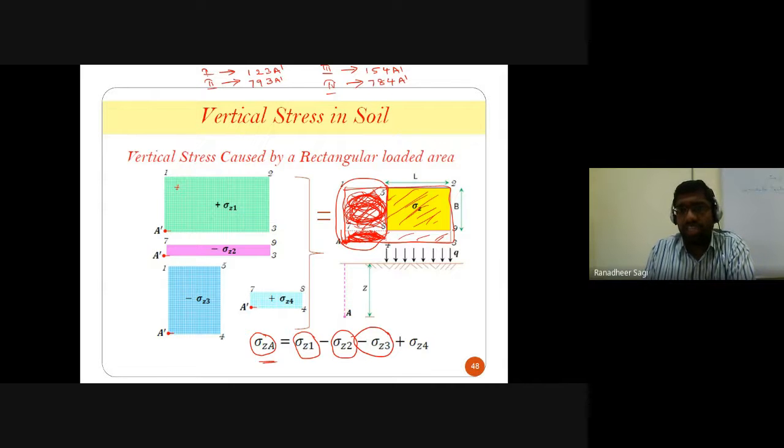Section 3 is what I have considered as 1, 5, 4, A dash. But I am supposed to subtract only the region 1, 5, 8 and 7. I have additionally considered some more region, so that additional portion I am subtracting, so I am adding it back. Ultimately, what I am trying to calculate is the vertical stress only because of the given original loaded region. I didn't consider any extra area in the process of calculating the vertical stress that is going to develop at point A.